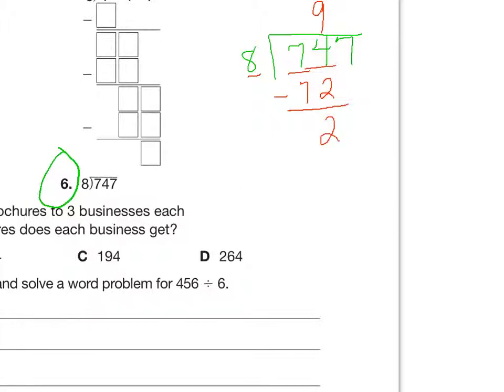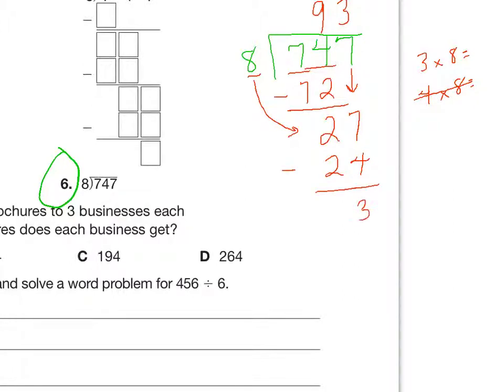So 74 minus 72 is 2. 4 minus 2 is 2, 7 minus 7 is 0. Next, I need to bring down my 7. If I bring down my 7, I have 27. How many 8s can I take out of 27 without going over? Well, I can take 3, because 3 times 8 is 24. 4 times 8 is 32. That'd be too big, too much. So it has to be 3 times 8. So 3 times 8 is 24. I'm going to take that away from what's left down here. 27 minus 24 is 3.